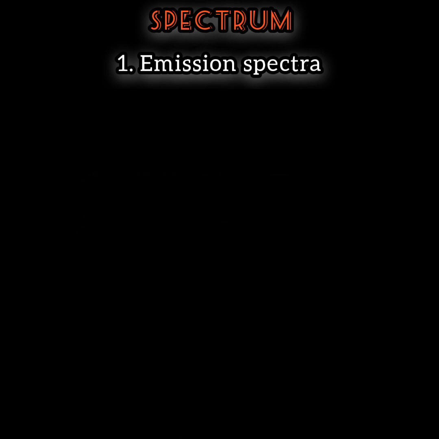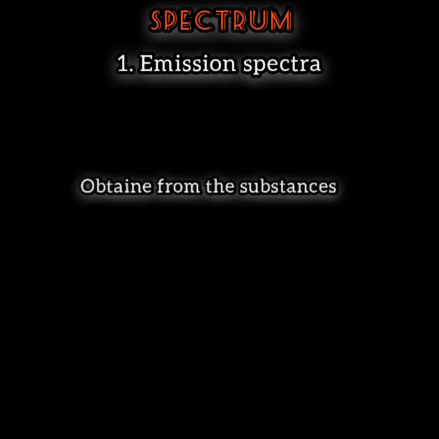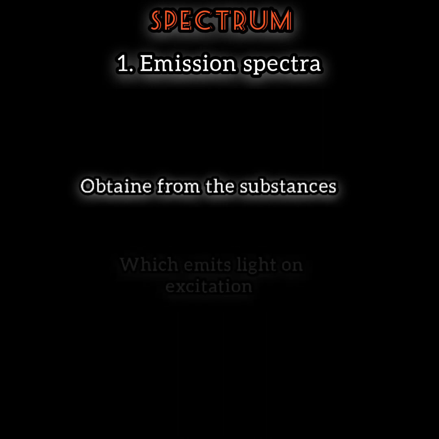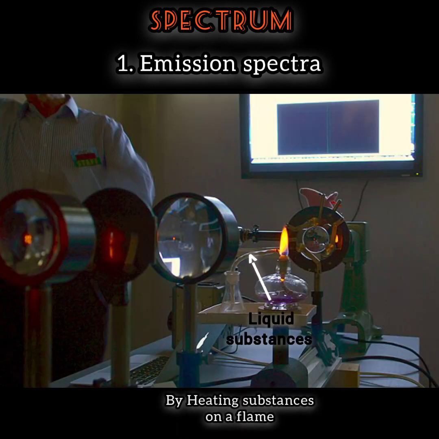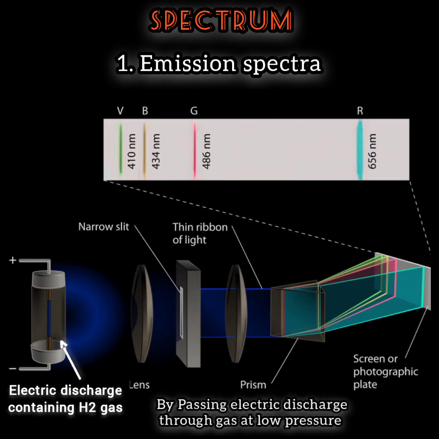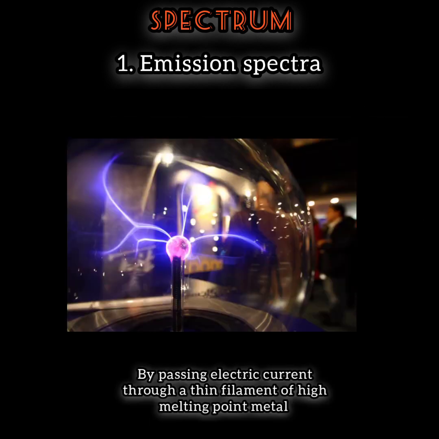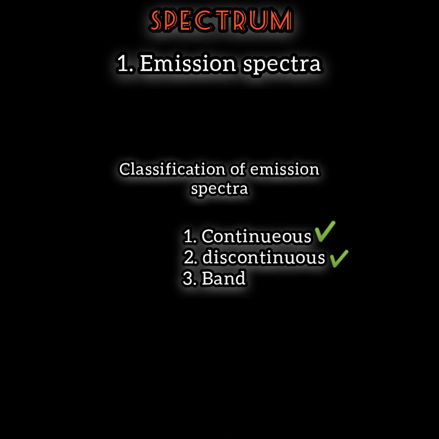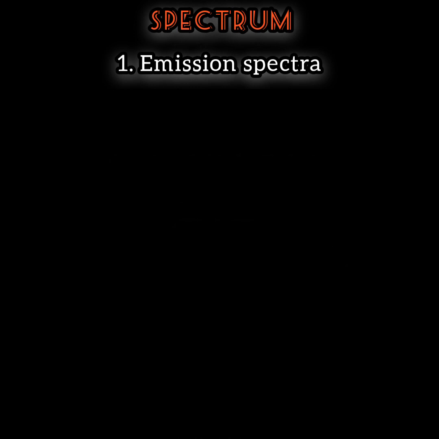Emission spectra: it is obtained from the substances which emit light on excitation, that is, either by heating substances in a flame, or by passing electric discharge through gases at low pressure, or by passing electric current through a thin filament of a high melting point metal. Emission spectra are of three types: continuous, discontinuous, and band.